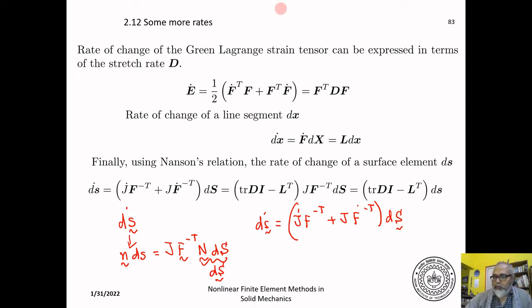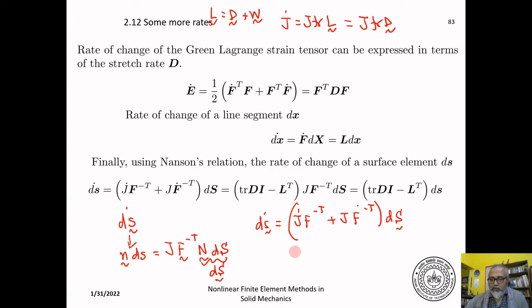J dot, from a previous derivation that we have done, we know J dot is J trace of L. Trace of L, remember L is split into a symmetric part D and an antisymmetric part W. Trace of L is the same as trace of D because the trace of W is 0. So this is J trace D F minus transpose plus J F minus transpose dot.